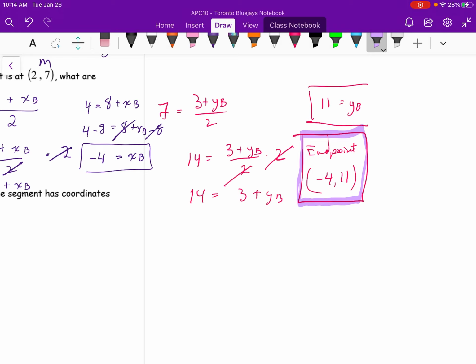A little more algebraic, and it might give you some practice in algebra. Let's move on to the next example.